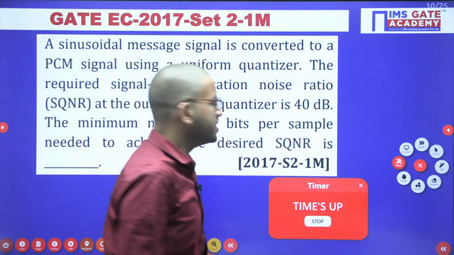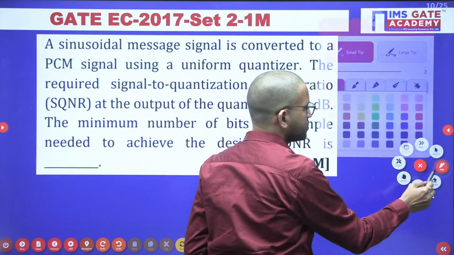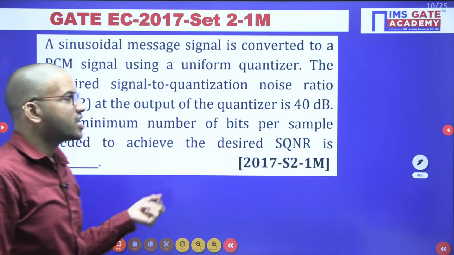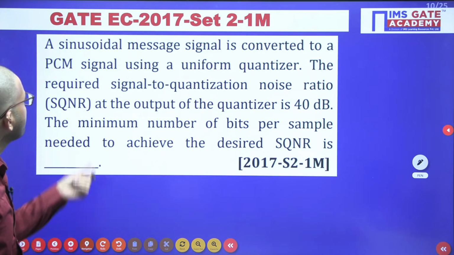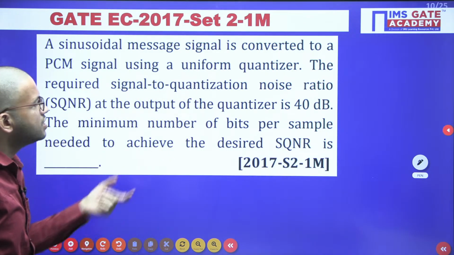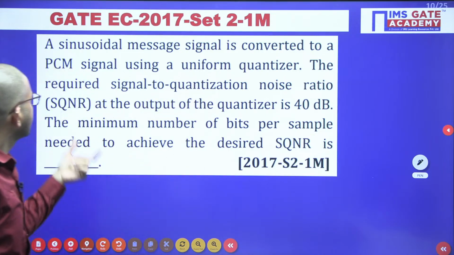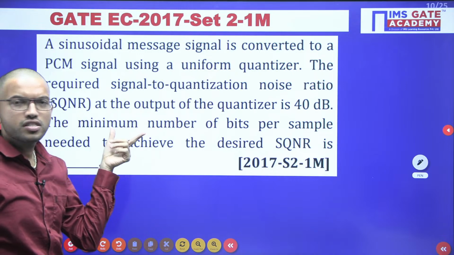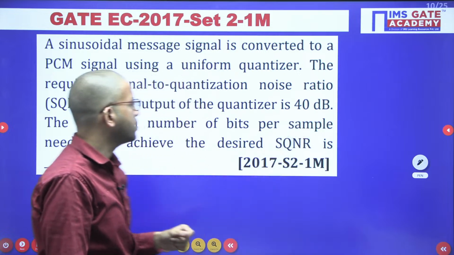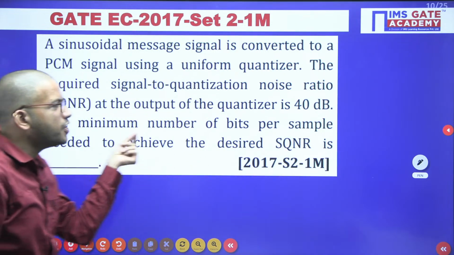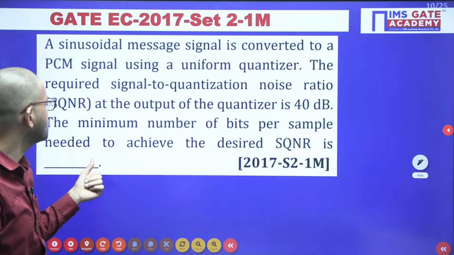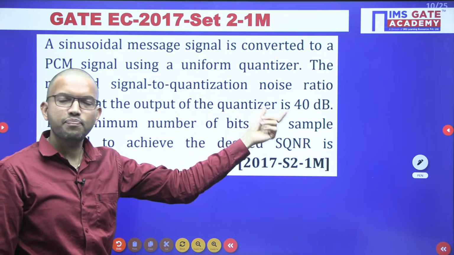Yeah, time up. Any guess? What is the answer for this question? Meanwhile you can mention what answer you are getting. First let us read this question. You have a sinusoidal message signal. It is converted to a PCM signal using a uniform quantizer. The required signal to quantization noise ratio at the output of the quantizer, they have mentioned, is a minimum of 40 dB. Now the question is the minimum number of bits per sample. For each sample, how many minimum bits can we use in order to get the desired SQNR of 40 dB?